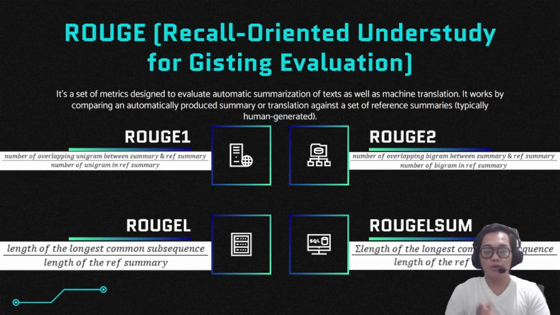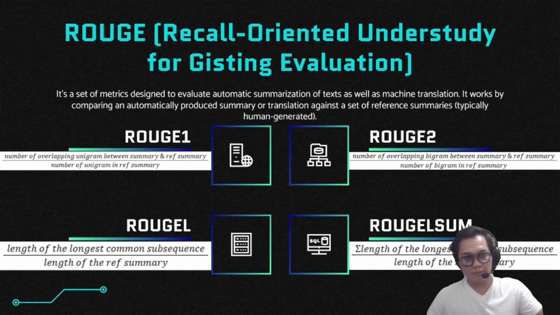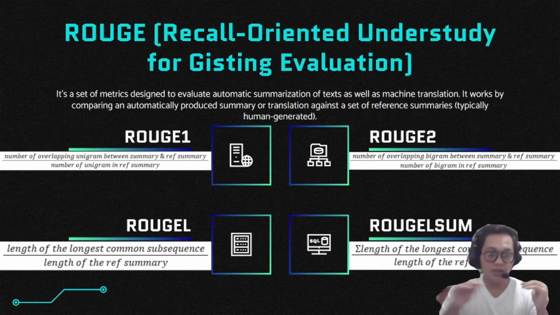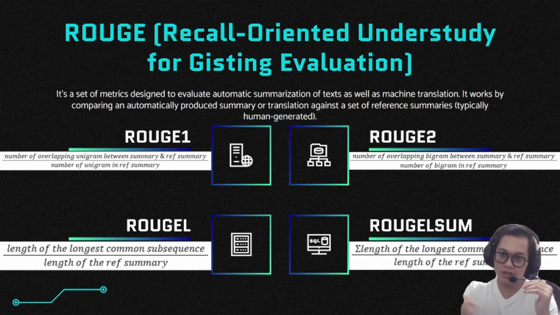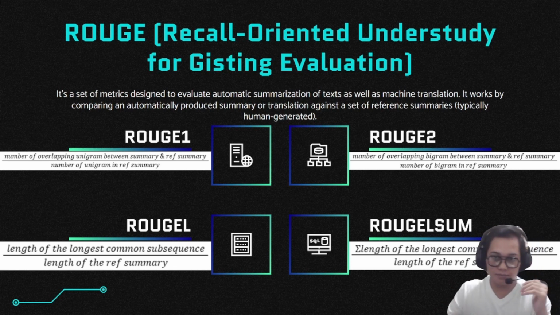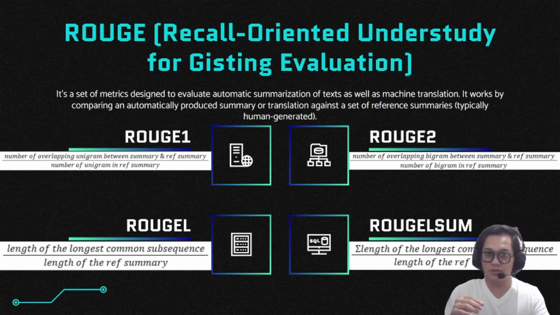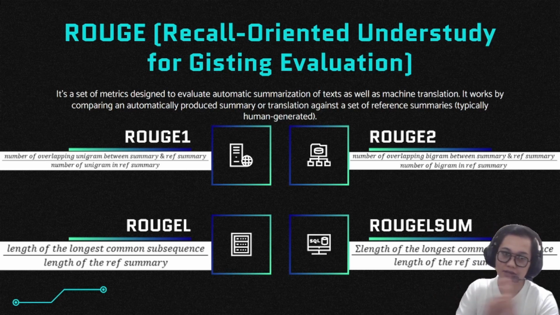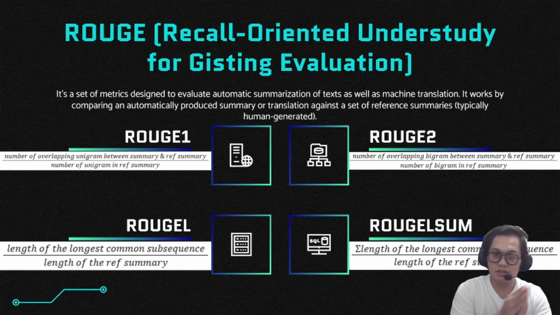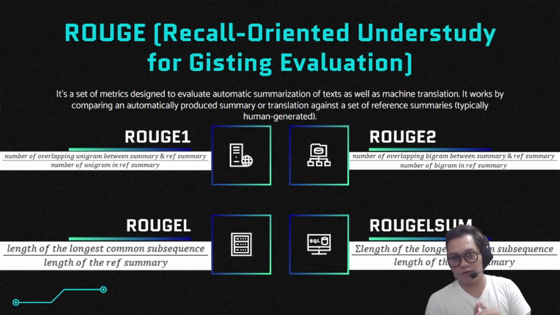Well, what's the formula to count all of this? It's this. We get ROUGE-1 from the number of overlapping unigrams between the summary and reference summaries divided by the number of unigrams in the reference summaries. While ROUGE-2 we get by the number of overlapping bigrams between the summary and reference summary divided by the number of bigrams in the reference summary. Well, you get the point. In ROUGE-1 we use the unigram, and in ROUGE-2 we use the bigram. And ROUGE-L, we get it by dividing the length of the longest common subsequence by the length of the reference summary. While ROUGE-Lsum is the sigma, or the sum, of the lengths of the longest common subsequences divided by the length of the reference summary.